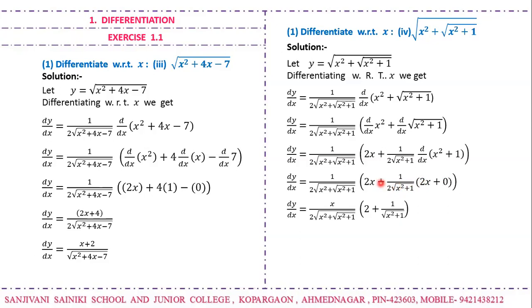Then here is also x, here is also x, so we can take x common. So we get this step. Now further, if we take the LCM of these two terms, then 2 into square root of x square plus 1, divided by 2 into square root of x square plus 1, you will get this equation. So this is the derivative of the function.